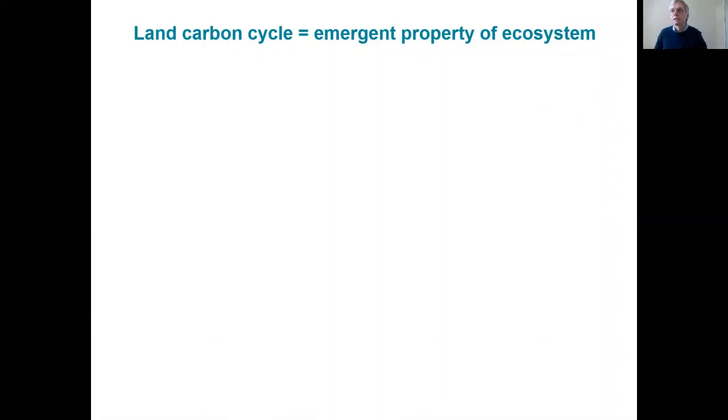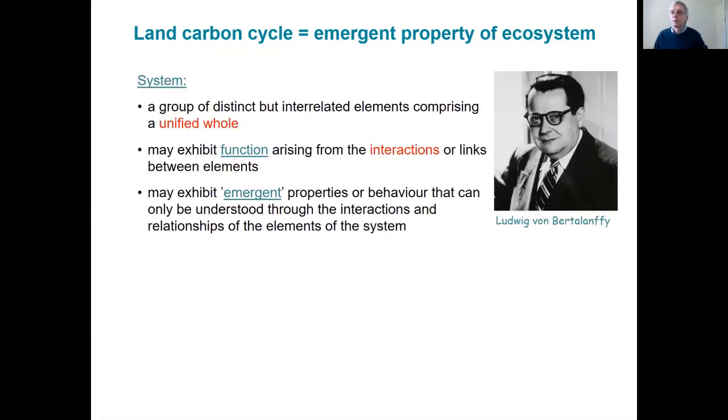So the carbon cycle is an emergent property of ecosystems, an ecosystem or the ecosystems of the Earth, depending on the scale that we're talking about, of course. So the key word here is system. We're getting into talking about systems. And what is a system? It's a group of distinct but interrelated elements that are considered to comprise a uniform whole. So we're thinking holistically about some phenomenon that has different elements to it.